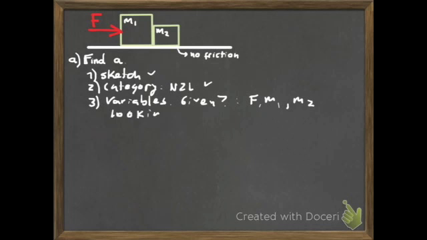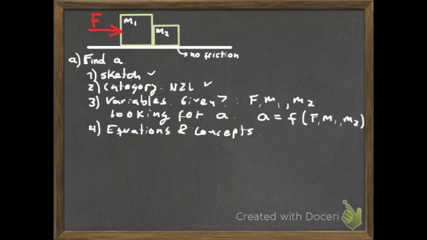What you're looking for in the first question of the problem is the acceleration. So your answer for the acceleration is going to be a function of the given variables. That is a function of capital F, the applied force, M1 and M2. There shouldn't be any other variables in your answer for the acceleration.